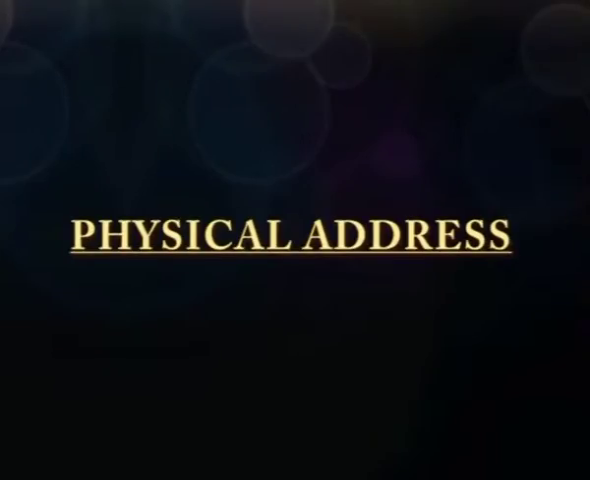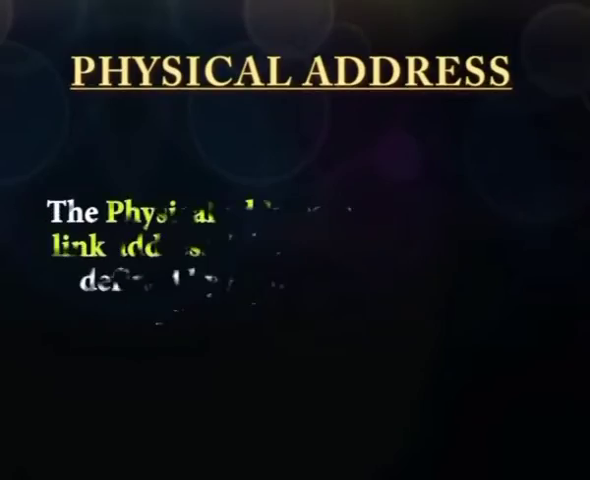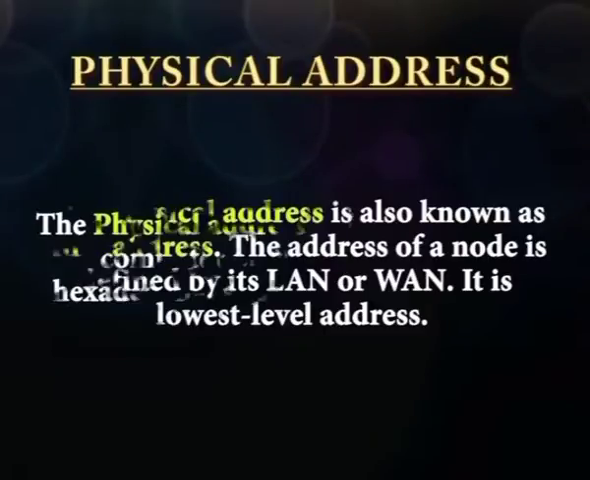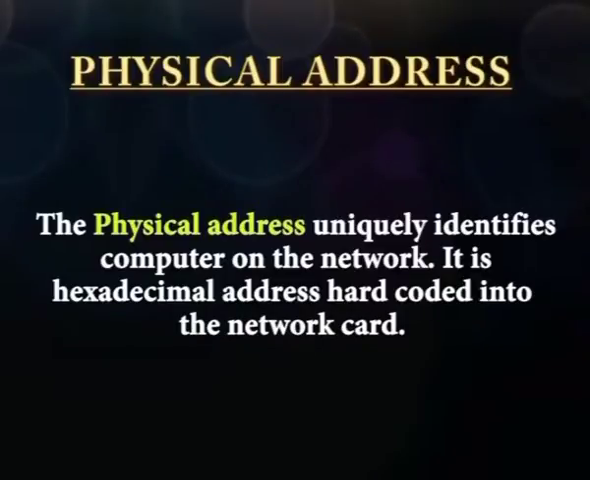Now we will discuss addressing. First we will start with physical addresses. The physical address is also known as link address. The address of a node is defined by its LAN or WAN. It is the lowest level address. The physical address uniquely identifies a computer on the network. It is a hexadecimal address hard coded into the network card.